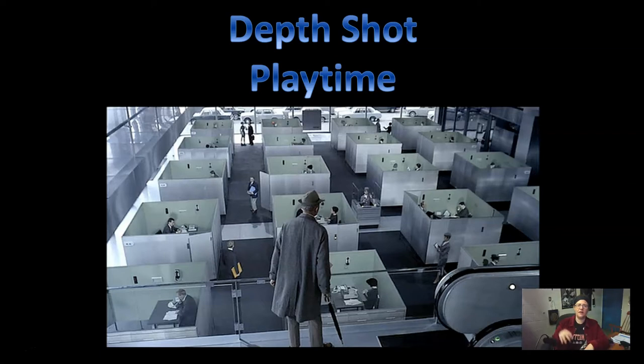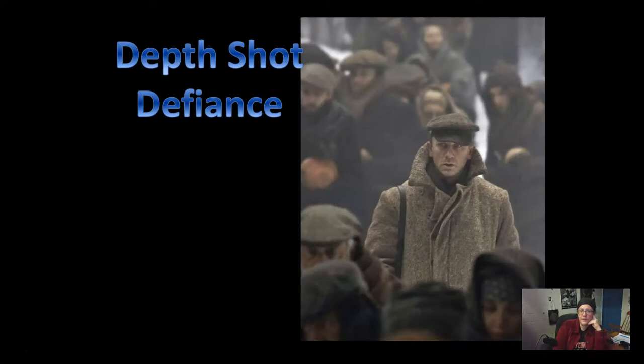Why? Because everyone below him is. He holds power over all of those people in the cubicles beneath him. But anyway, he's in the foreground, and then they're all in the background, even though everything's facing that way. So that adds good depth to this shot.